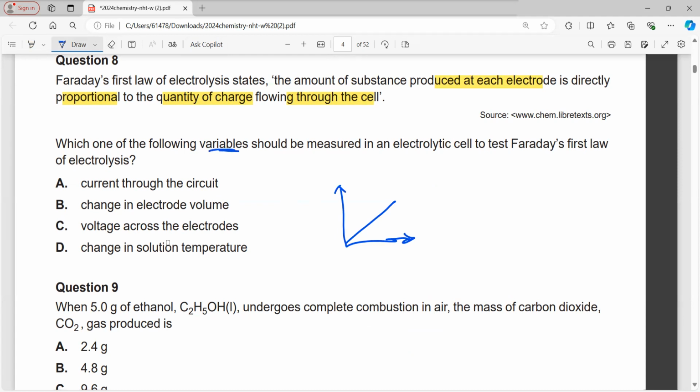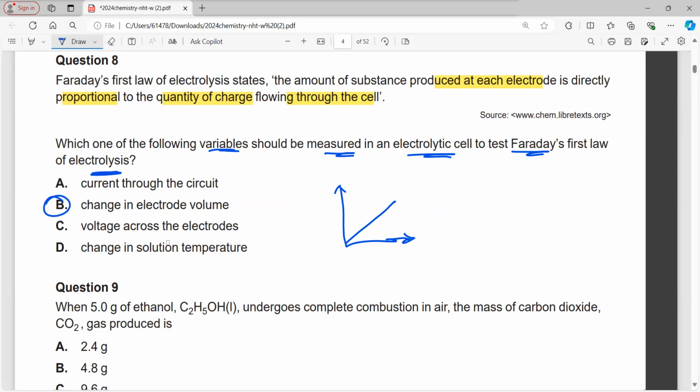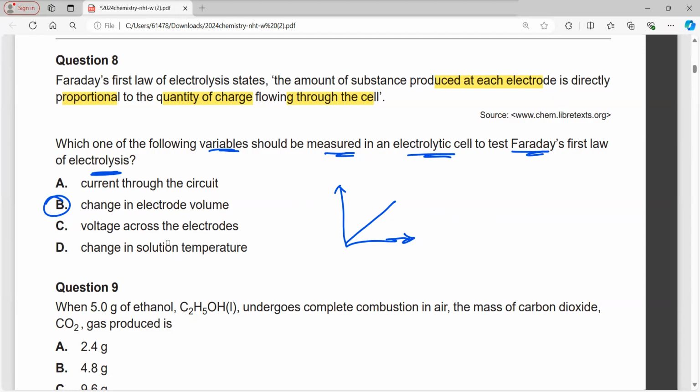Which one of the following variables should be measured in an electrolytic cell to test Faraday's first law of electrolysis? So current through the circuit, not really. Change in electrode volume would probably be the best answer for that, just because it's testing how the electrode volume changes, right? Because when we are dealing with an electrolytic cell, we've got an anode and a cathode, right? And say, for example, we've got X plus e to give x, and then y plus 1.